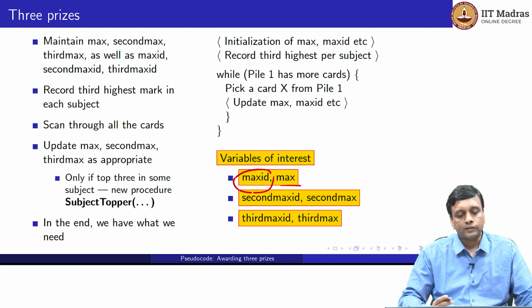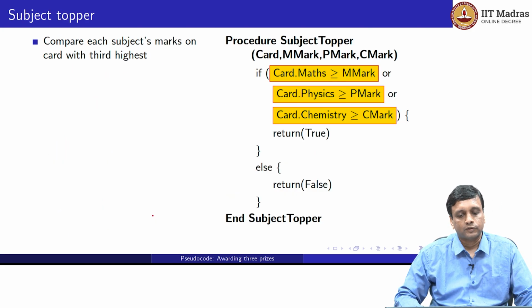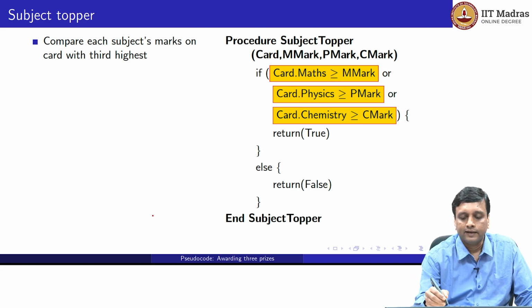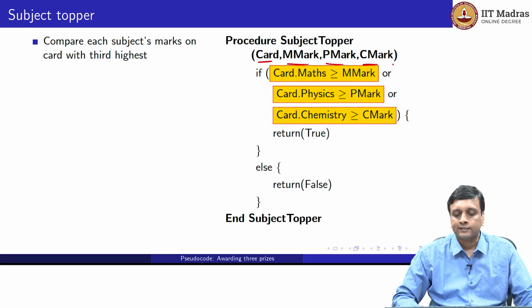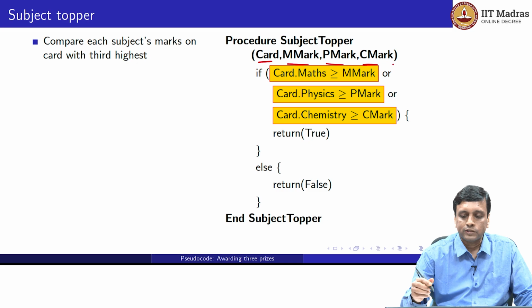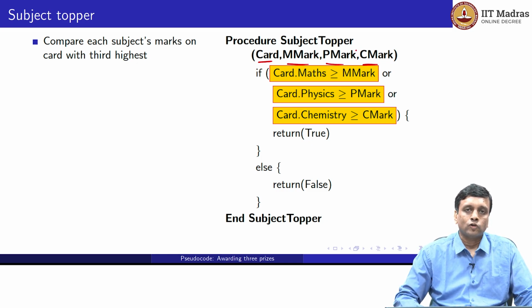So we want to finish off this code, but we have this hanging subject topper. So let's see what subject topper looks like. Subject topper requires us to compare each subject's marks with the third highest. So we have a card, and then we have these three values. What we want to check is whether the maths marks on the card is bigger than the third highest maths mark, or the third highest physics mark for the physics value, or the third highest chemistry mark for the chemistry value. Now notice that this particular procedure, subject topper, doesn't really know that these are the third highest marks. So for instance, tomorrow you could also use it if you wanted the fifth highest marks. All you have to do is pass the right parameters.